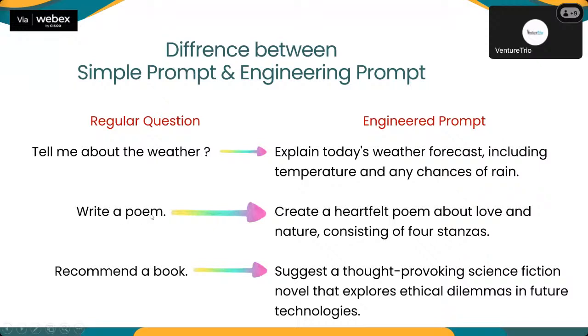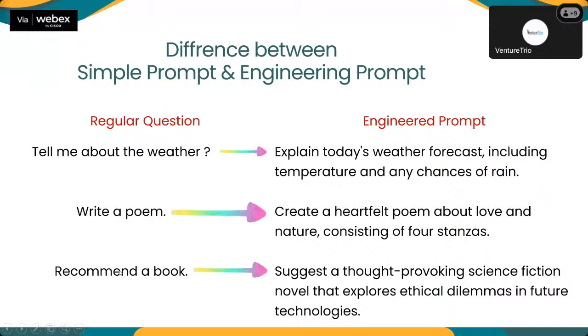Second one is write a poem. So it will provide any poem. This is not a correct way of prompt. So we have to create a heartfelt poem about love and nature consisting of 4 stanzas. So we will get the desired output, like 4 stanzas of poem and the theme of the poem. We have to describe everything, so we will get the desired output.